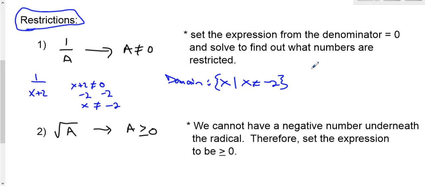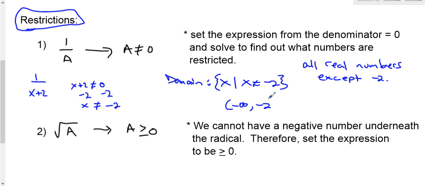And that is the understanding that all real numbers except negative 2. As interval notation, we would write negative infinity to negative 2, parenthesis, union, parenthesis, negative 2 to positive infinity. This is saying go from negative infinity all the way to negative 2, but jump over and skip over the negative 2 and then continue on to positive infinity.